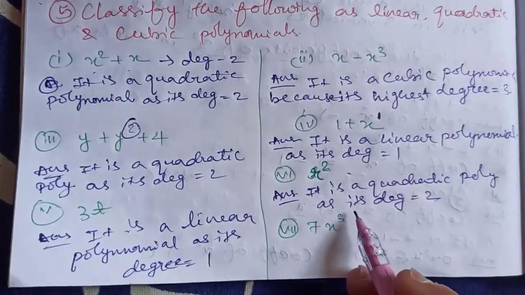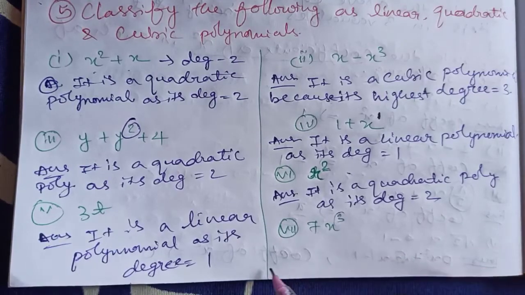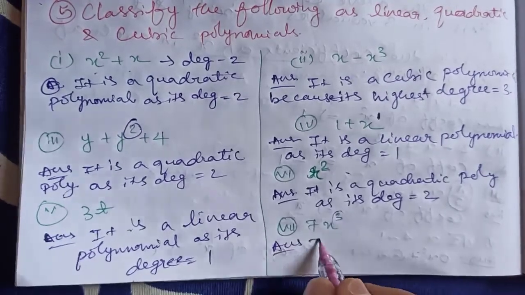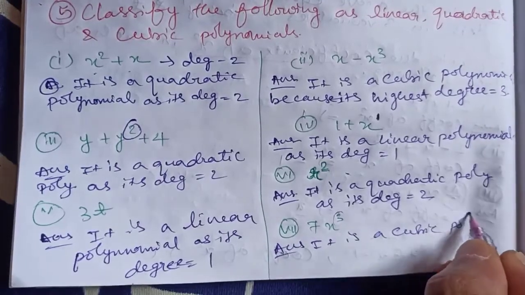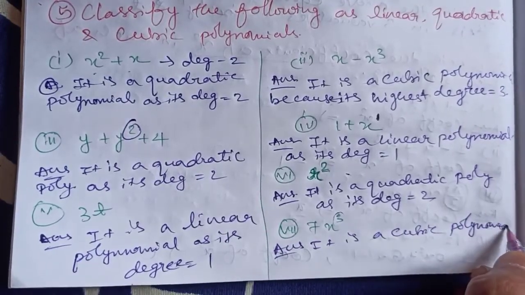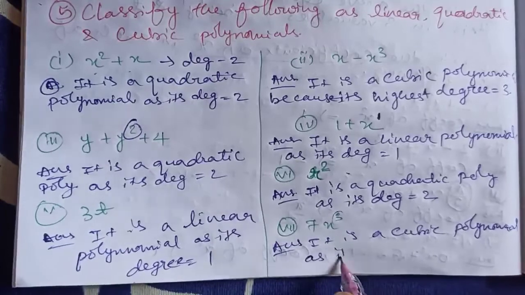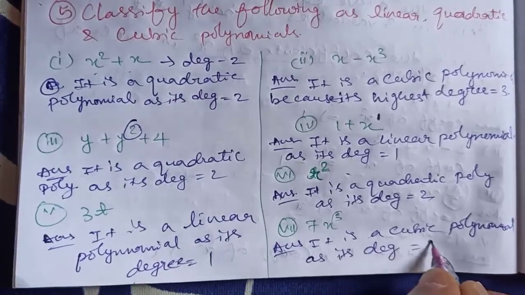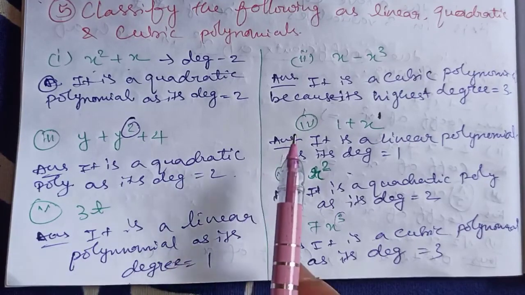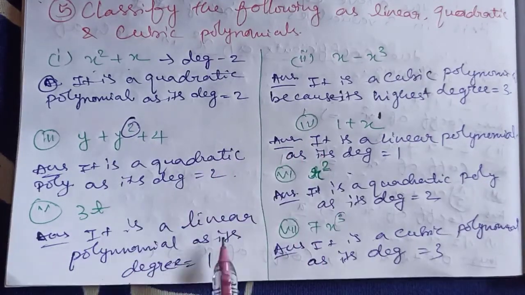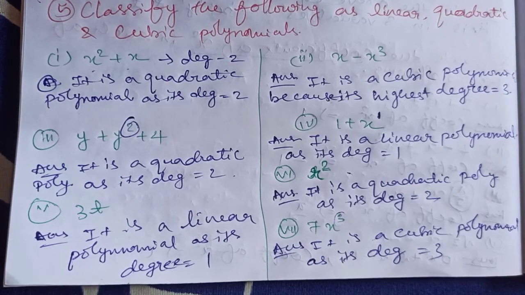Okay, what kind of polynomial is it? It is a cubic polynomial because its degree is 3. It is a cubic polynomial as its degree is 3. Okay, so by seeing the degree of the polynomial you can identify whether it is linear, quadratic or cubic. Getting? So in this way you can solve all the questions given in the exercise.